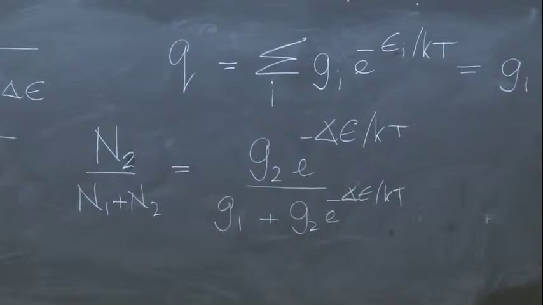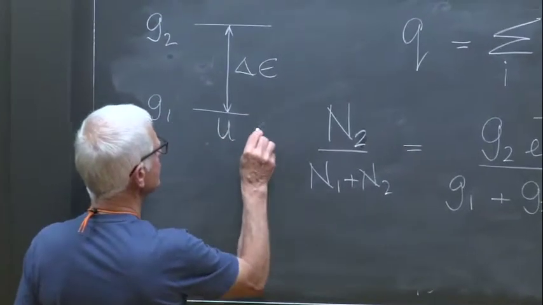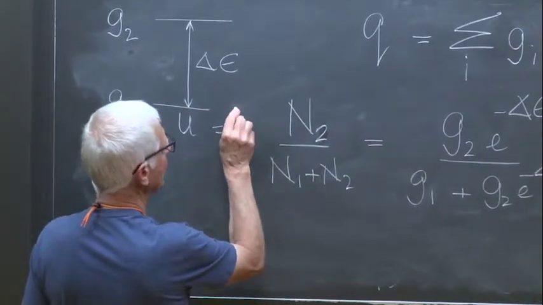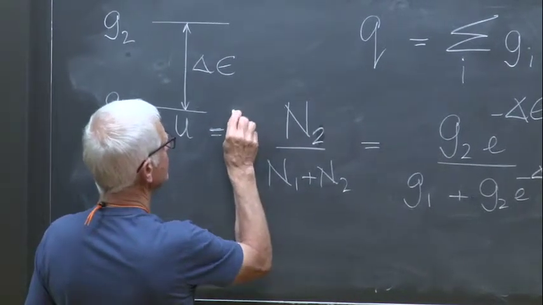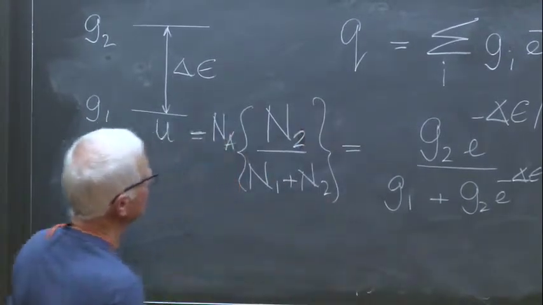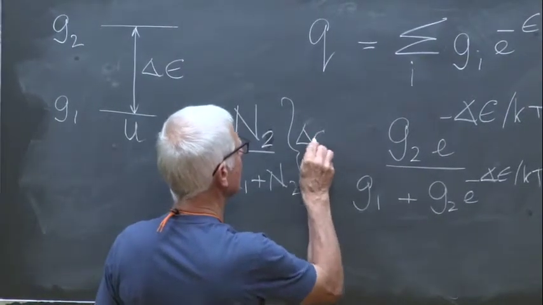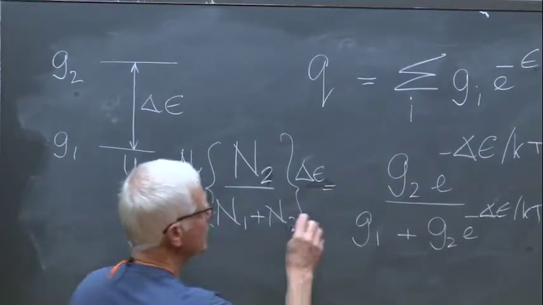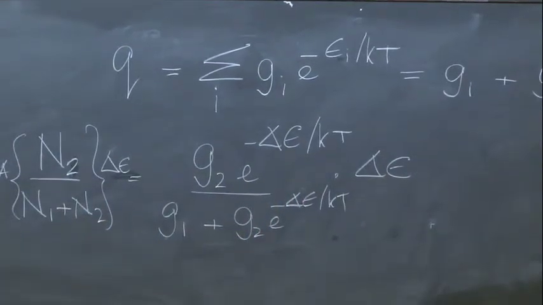And then the energy of the system is simply going to be equal to this ratio here multiplied by the Avogadro number, to convert it to molar units, and then multiplied by delta E. That's going to give us the energy. So that's just multiply this thing by delta E, and we get that thing there.